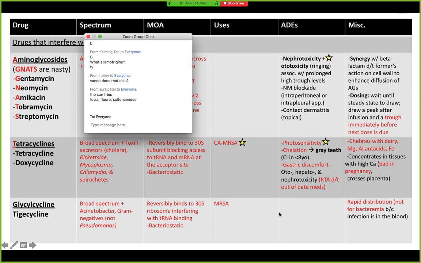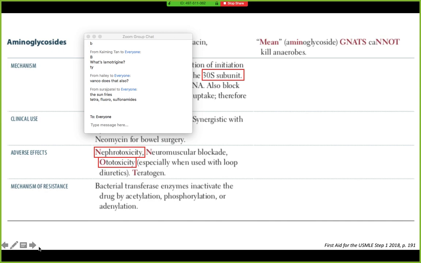Let's see. Another common one is the gray teeth. So tetracyclines are chelators. So anytime new bone is laid down, so especially in young children having their mature adult teeth come in, you don't want to give them tetracycline because they'll end up with gray teeth. Okay, we're good there.